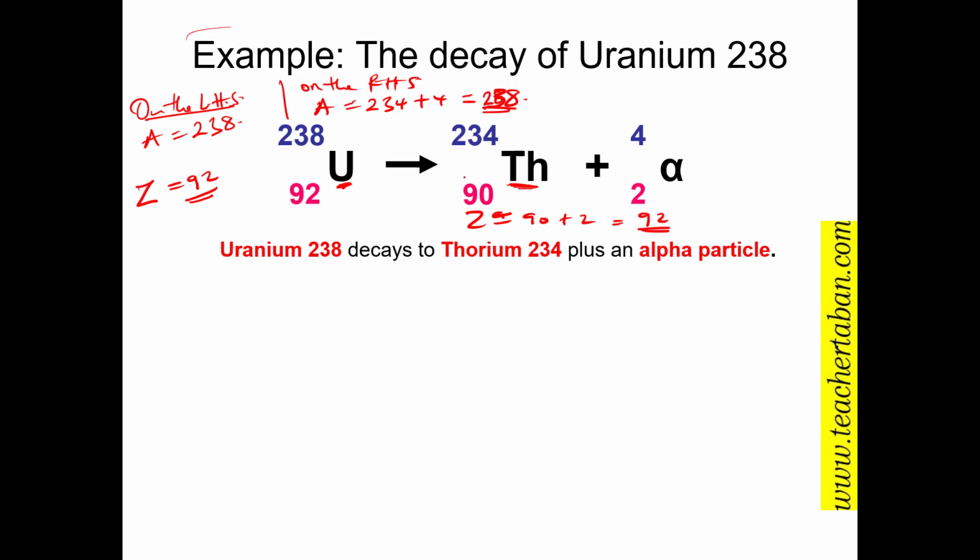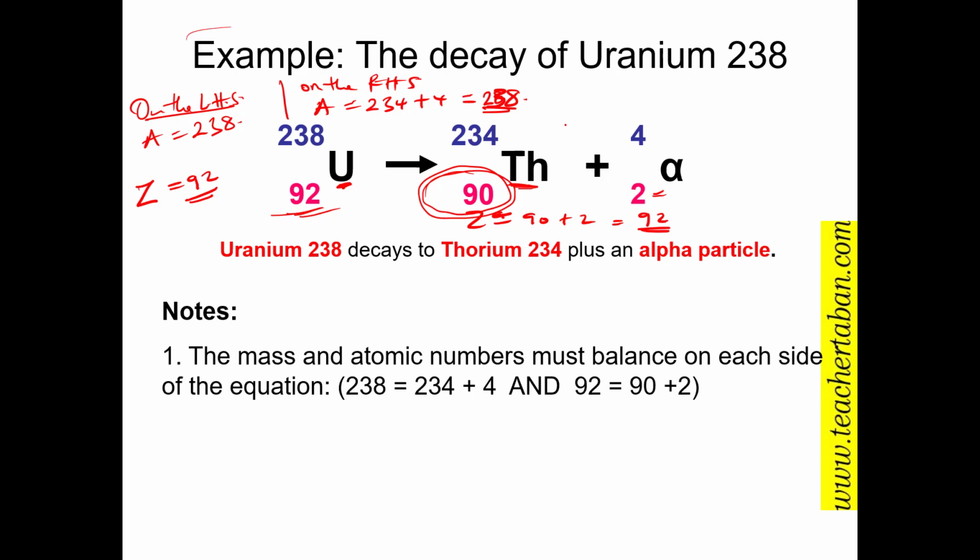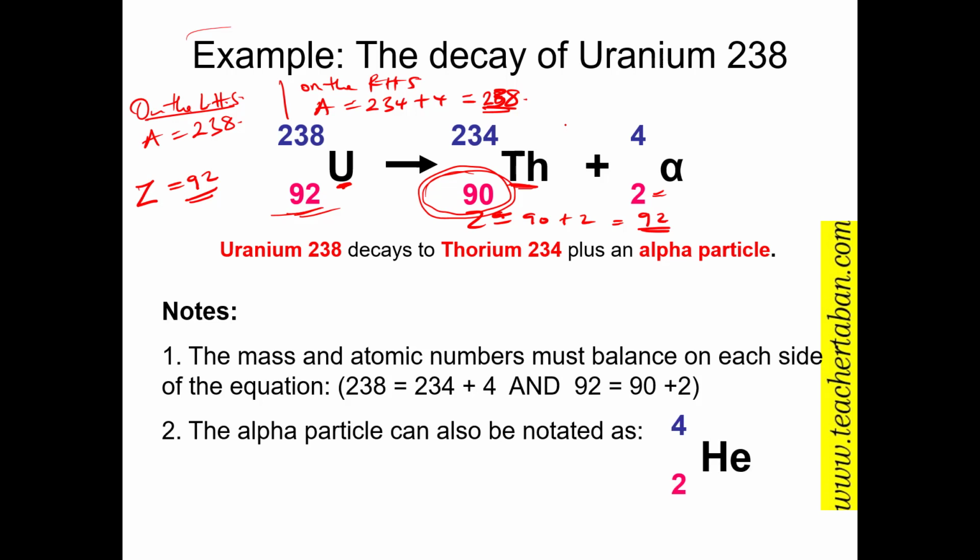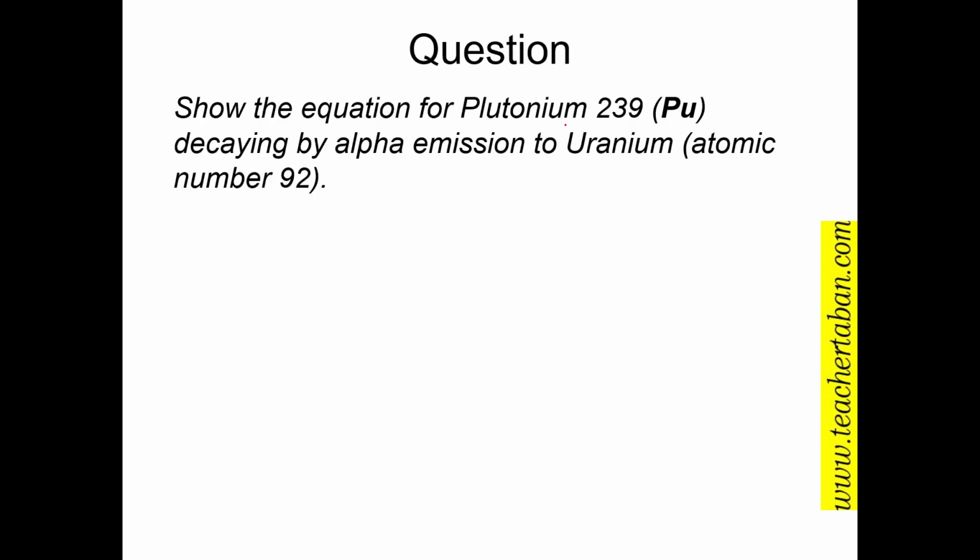So in case you are given a question where this hasn't been given, you simply use that rule: the 92 on the left-hand side must be equal to any figure which is here plus this 2 here, and you'll have the balanced equation. So we note that the mass and atomic numbers must balance on either side of the equation. I've explained that. An alpha particle can as well be written as a helium nucleus, not a helium element, but the helium nucleus, because radioactivity occurs in the nucleus of an atom. All right, so let's have another question here.